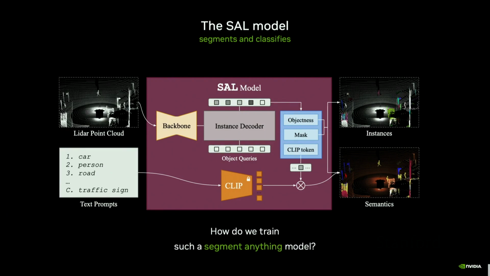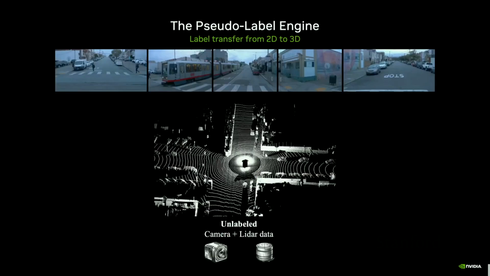Now the question is, okay, how do I actually train this model, right? Like how do I actually obtain labels to train this model? This is a fully supervised model, right? I mean, we do need some labels to train that. Now, this is where the pseudo-label engine comes in.